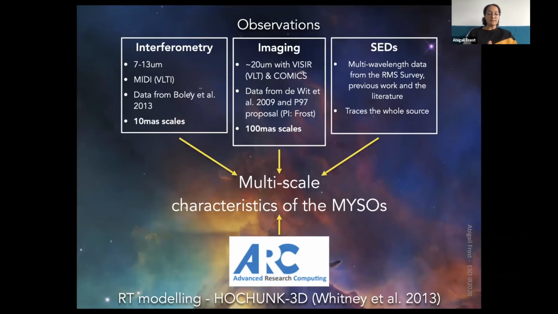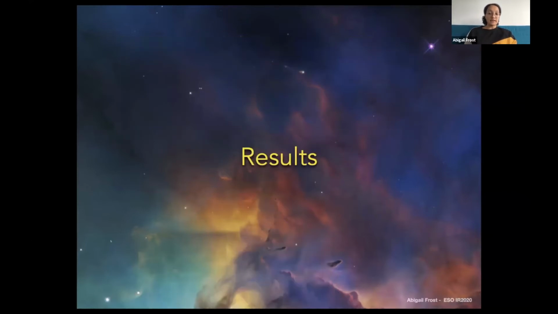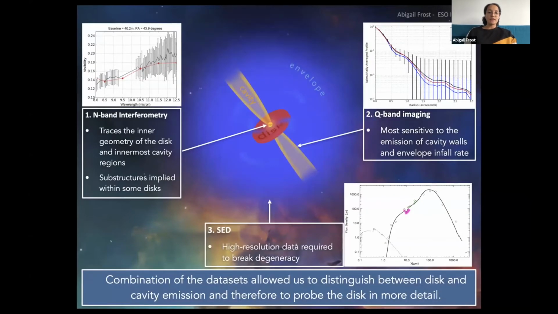And essentially what I did was I fit one radiative transfer model generated with HOCHUNK3D, a code by Barbara Whitney, and I found a fit to all 3 observables using one model so that the geometry of the MYSOs was constrained at multiple scales. And so by doing this, I was able to find out the following. So we found that the infrared interferometry is particularly sensitive to emission from the inner disk regions in these sources, and also the innermost cavity emission.